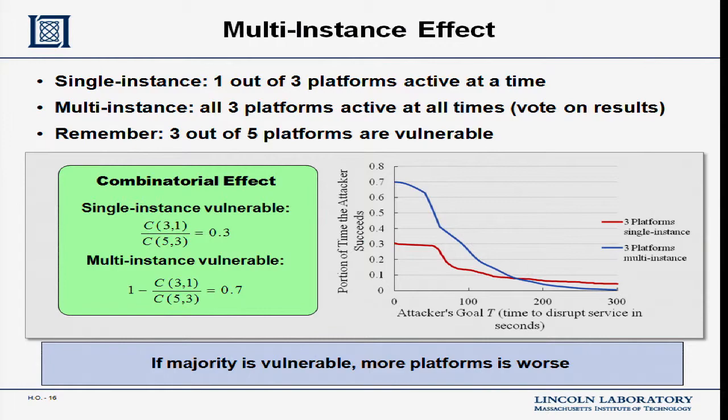So the more platforms we pick from that pool, the higher chance we have of selecting a vulnerable platform. That's why we see that in the multi-instance case, at least for short duration attacks, the probability of compromise is actually higher than in the single instance case. So this is one of the takeaways: if the majority of platforms are vulnerable, more platforms is actually worse.